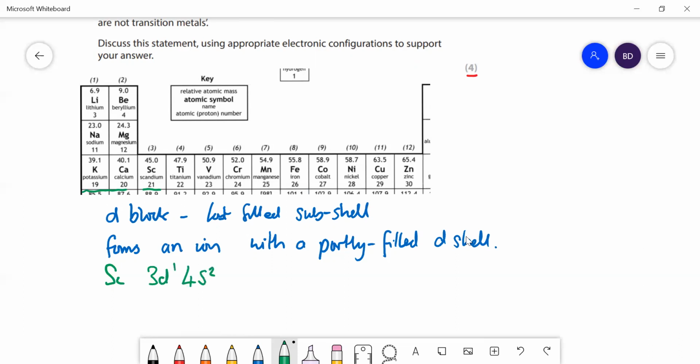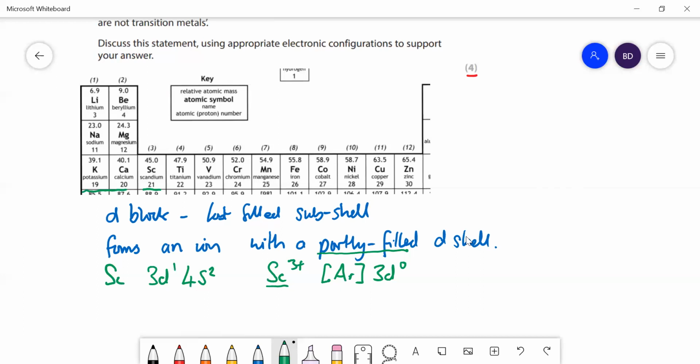Now scandium only forms the scandium 3+ ion. And so the scandium 3+ ion would have an argon core, and it would have no electrons in the d shell. So it hasn't got a partly filled d shell, it's got an empty d shell, and that's the only ion that scandium forms, so it's not a transition metal.